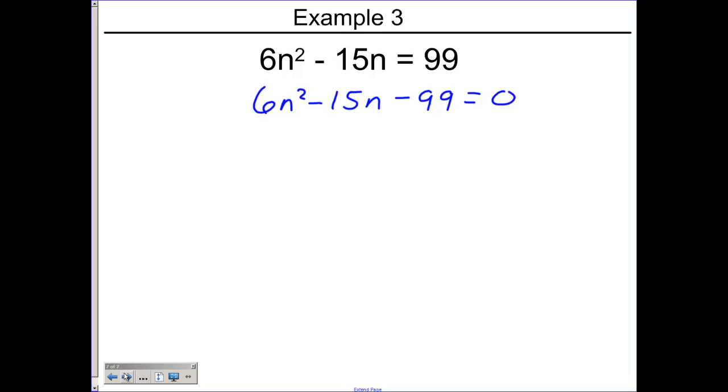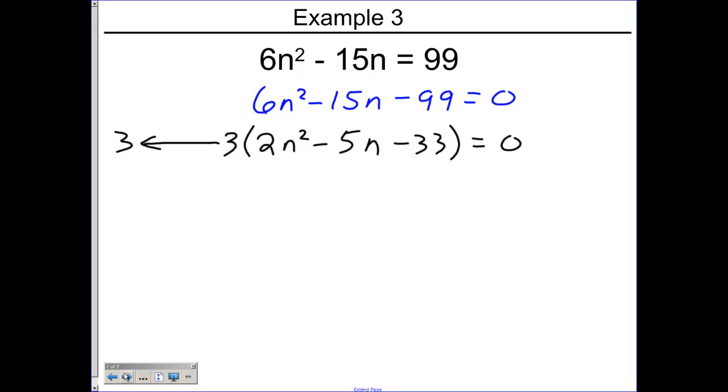Next thing we're going to do is pre-simplify. Look at all three numbers, 6, 15, and 99, and it appears they all have a 3 in common. So I'm going to factor out a 3 just to make the numbers simpler and smaller to work with. And I'll have a 2n squared minus 5n and minus 33. The whole thing is still equal to 0. Remember, this factor on the outside, I don't really need to bring it down each time, so I'm going to wait to the very end to bring it down. So I'm just going to move it out of the way.